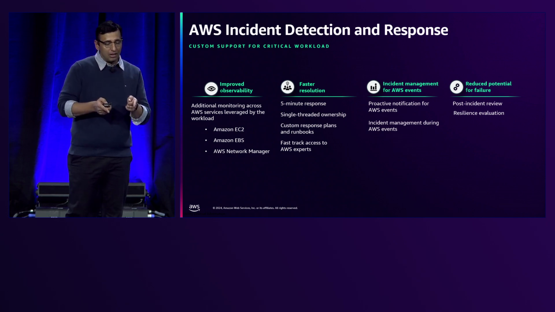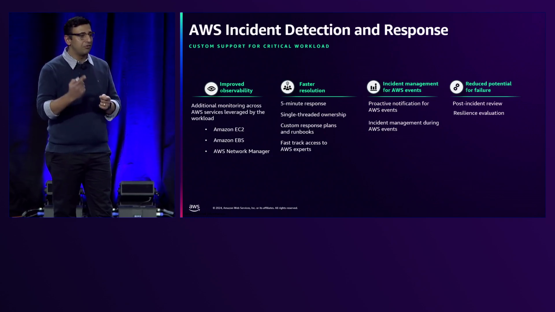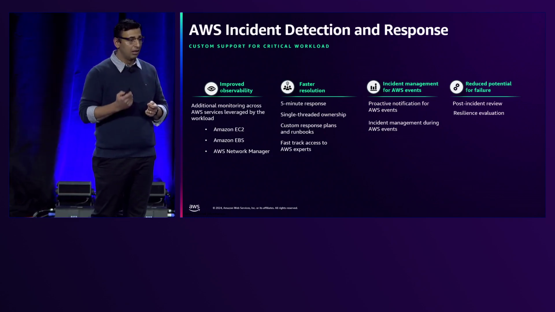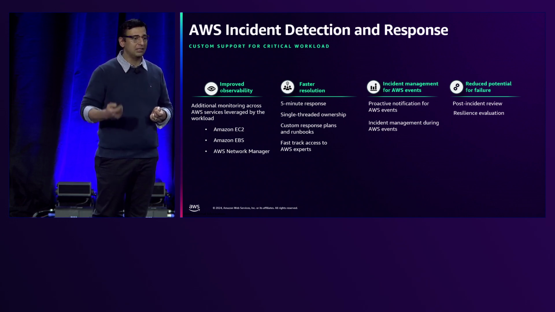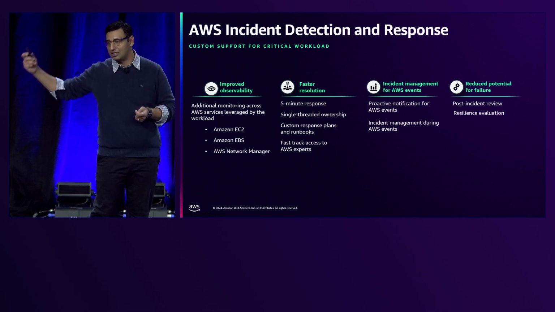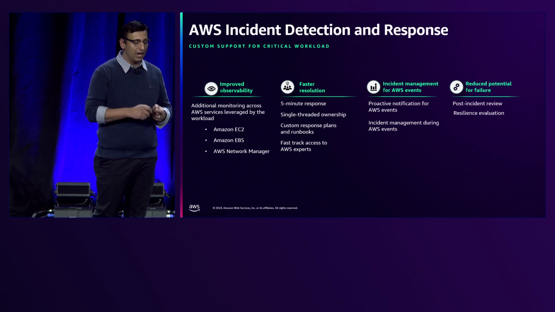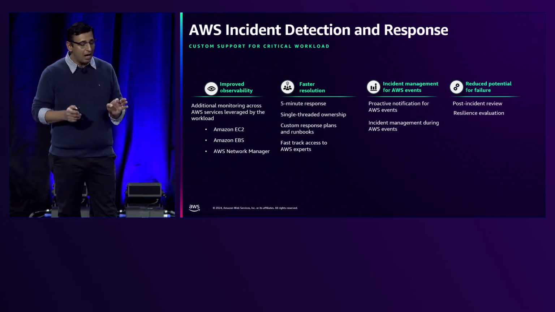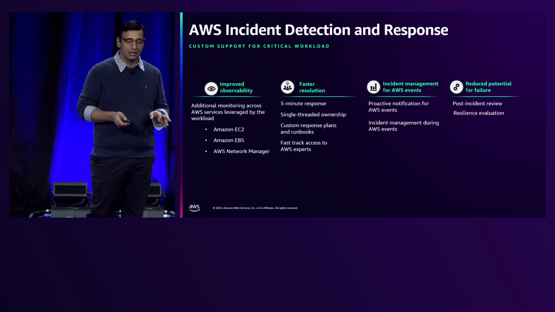On the second pillar, we worked with them to make sure we were aligned on what the faster resolution looks like. We are providing a single-threaded ownership through the incidents. You don't have to open up separate cases across separate queues. That's all managed. And as I mentioned, runbooks are highly customized. And then we are providing fast-track access to the AWS experts on our side.